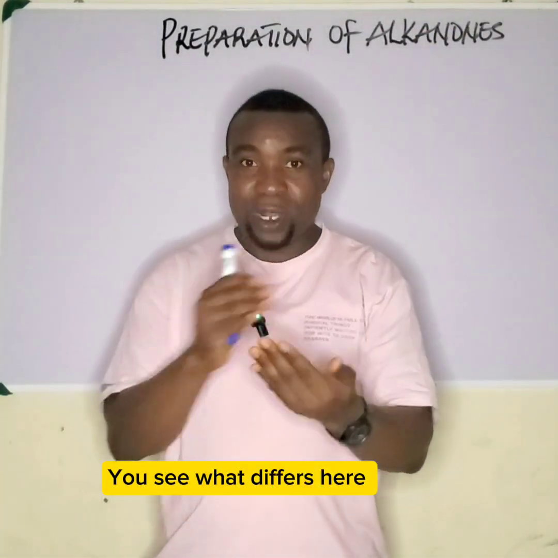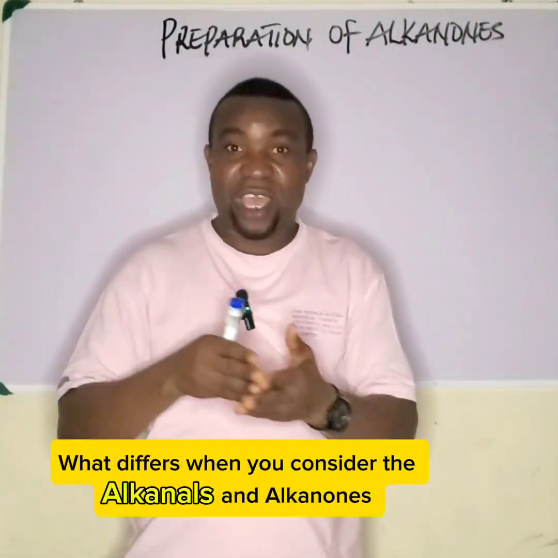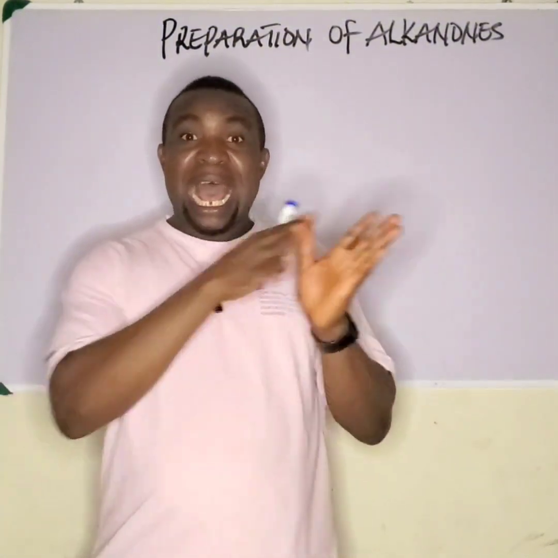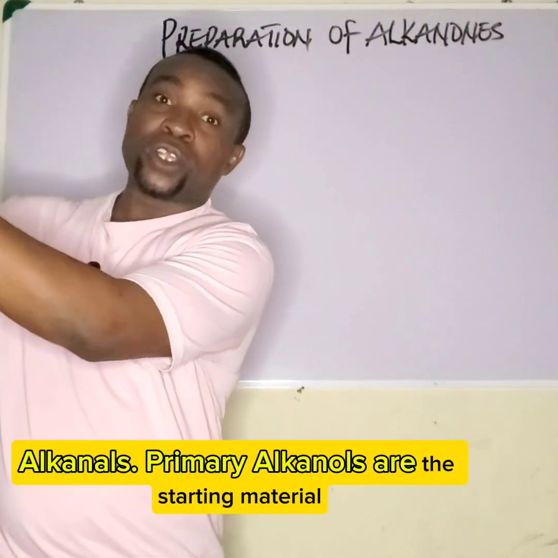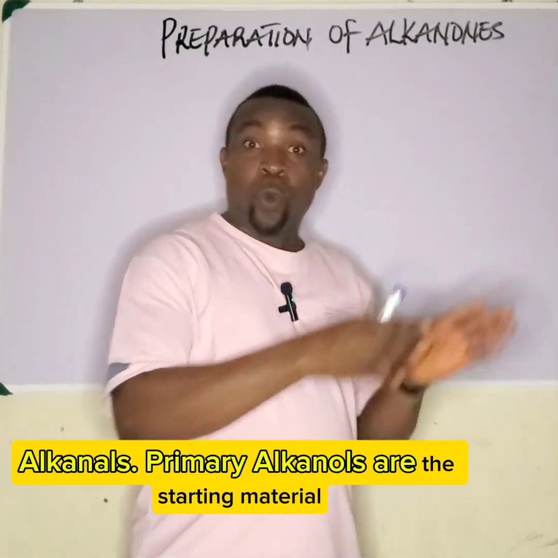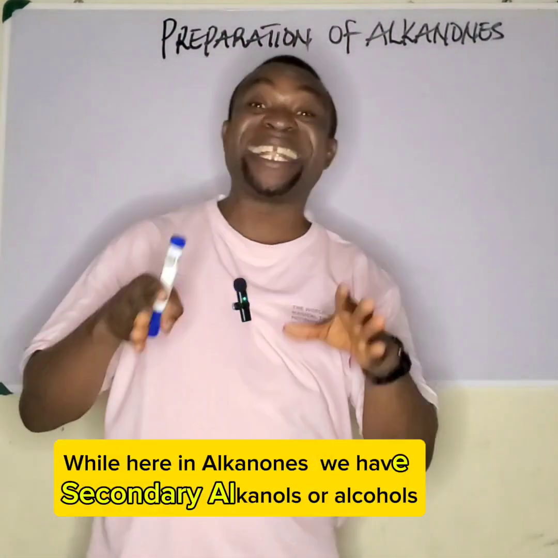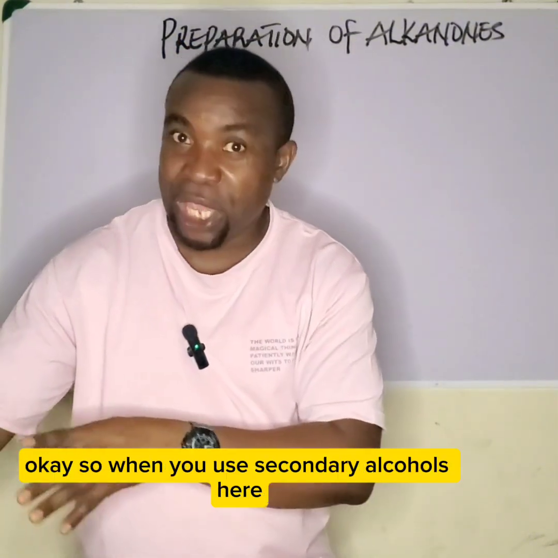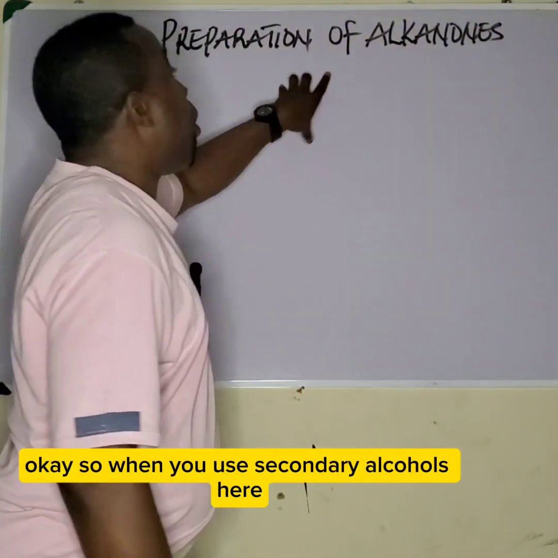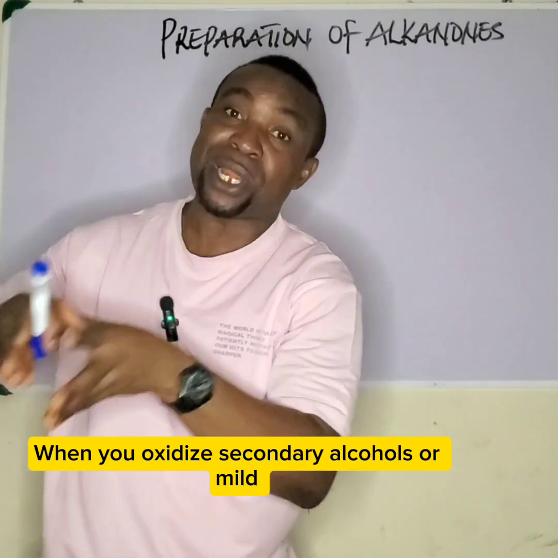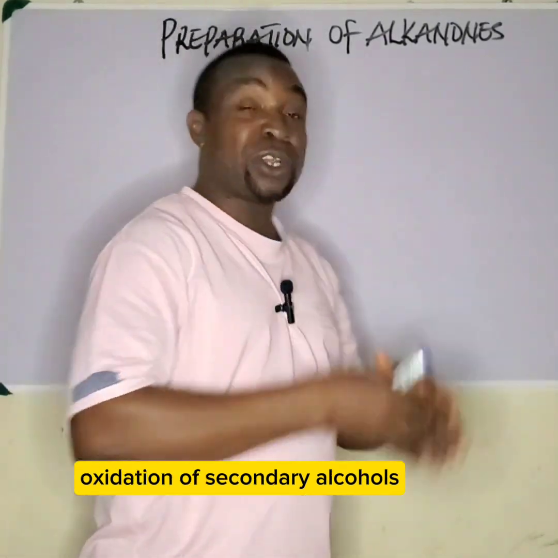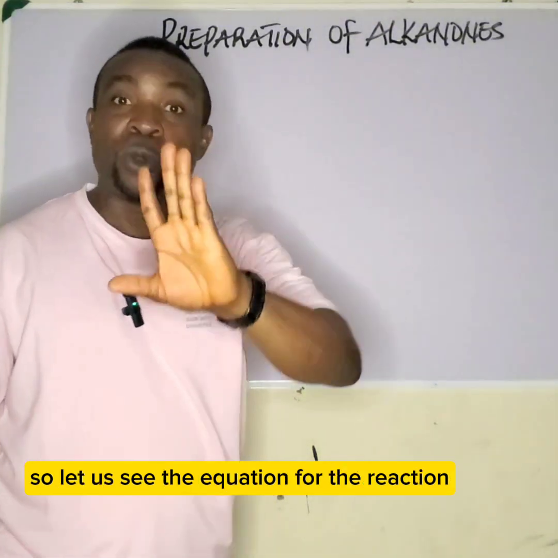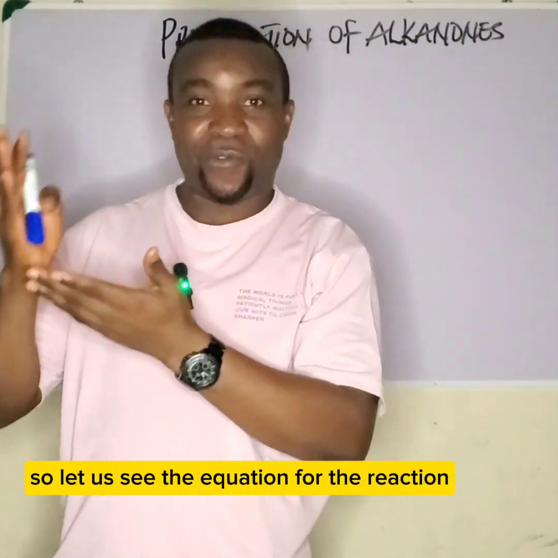You see what differs when you consider the alkanals and alkanones. Primary alkanols are the starting material for alkanals, while here in alkanones we have secondary alkanols or alcohols. Okay, so when you use secondary alcohols here, when you oxidize secondary alcohols, or mild oxidation of secondary alcohols, you are going to get what? Alkanones. So let us see the equation for the reaction.